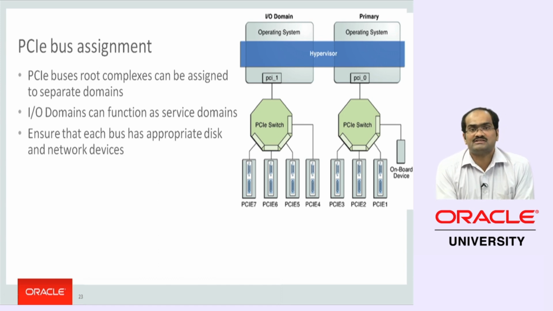But always ensure the guest domain has its own network and own disk devices. When you are splitting, you need to be careful to look at what the endpoint devices on the PCI bus are. It doesn't make sense to split a PCI switch which doesn't have a network device, for example, because you won't get direct I/O for a network inside a guest domain.